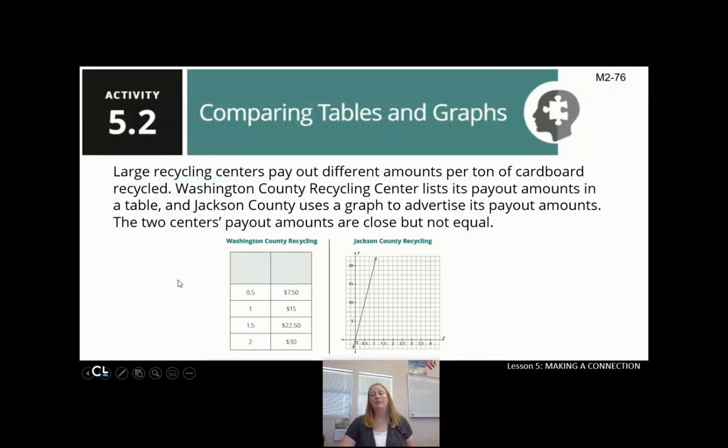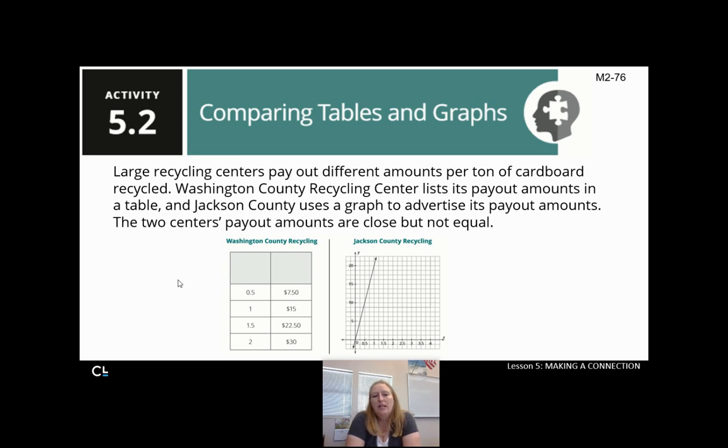I'm a good girl. I recycle my stuff. I recycle whenever I can. But there are large recycling centers that actually pay you money. And you might know some places in the area where you can bring your recycling and they'll actually pay you for it, which is kind of nice. So I've got 2 recycling centers here.